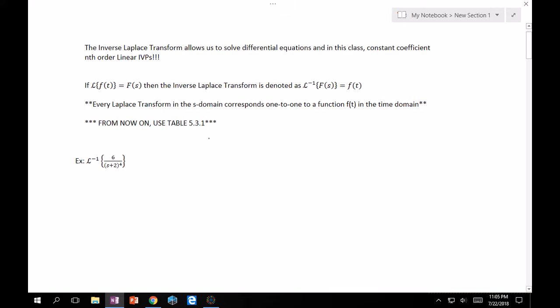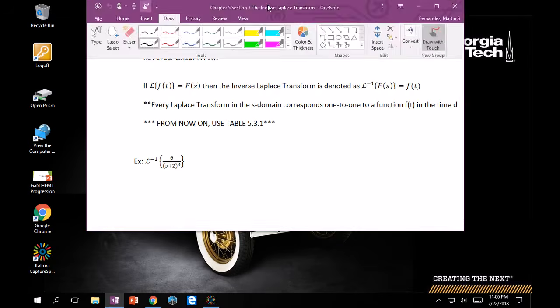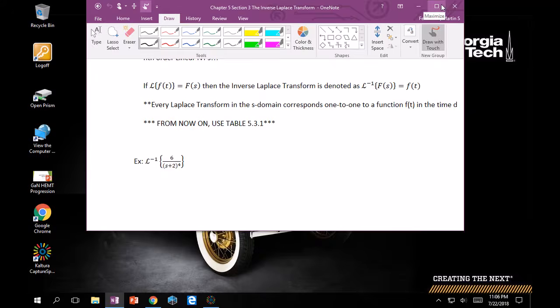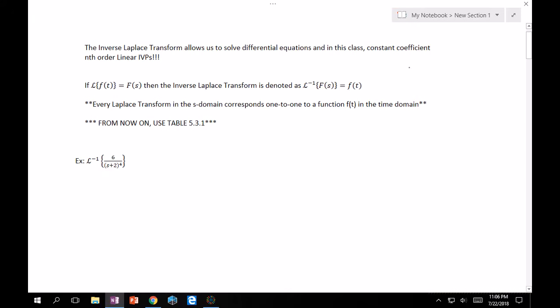And as you notice, I haven't given you any tips or any methods on how to do these because you have to kind of just look at it and determine what you think is your best course of action. And so for this first one, we have 6 over (s plus 2) to the 4. Okay, we have s plus 2 in the bottom, right? Which makes me believe that my inverse Laplace is going to have some exponent shift in the time domain.